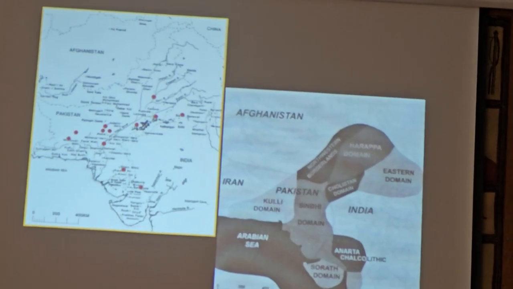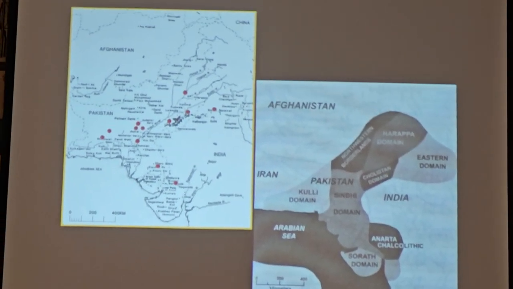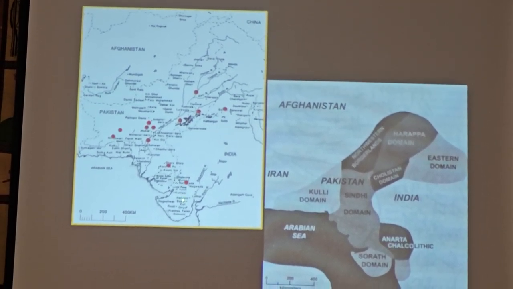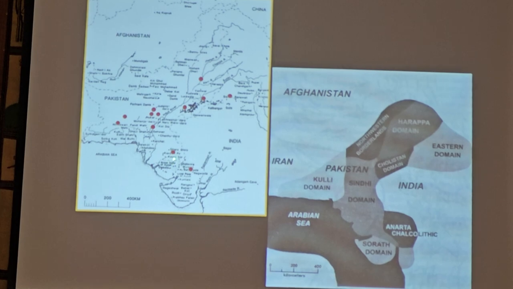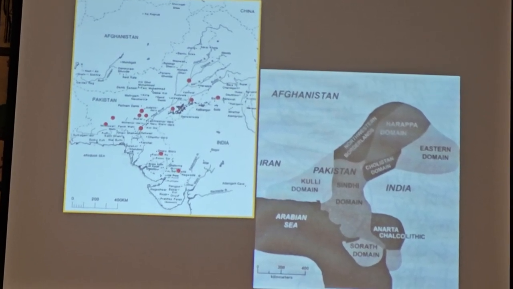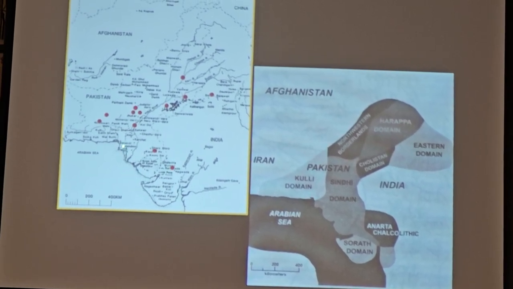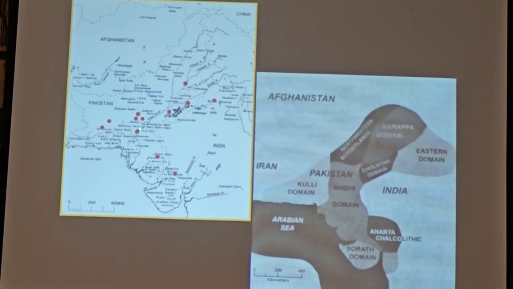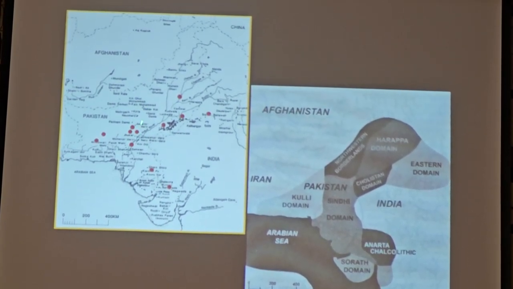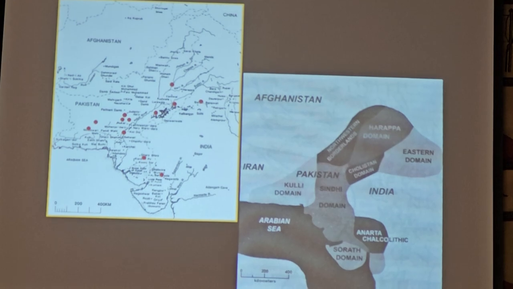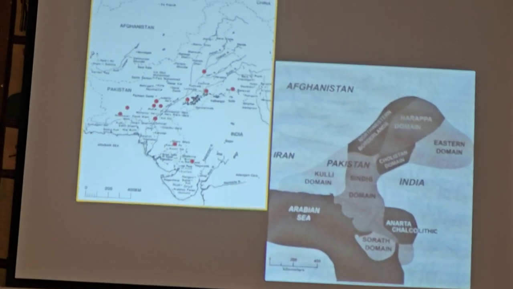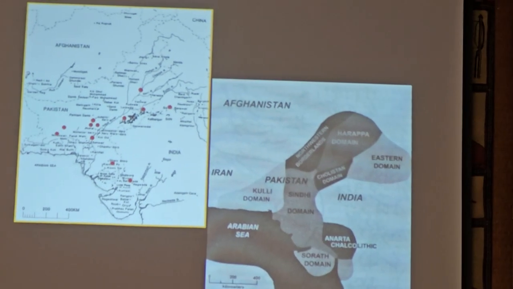Here you can see the black dots show, I mentioned that there are 1200 sites. The black dots are the ordinary sites, the small towns. And the red dots are the large sites, the urban centers at that time. The small villages are situated all around the large center, just like even in modern times.